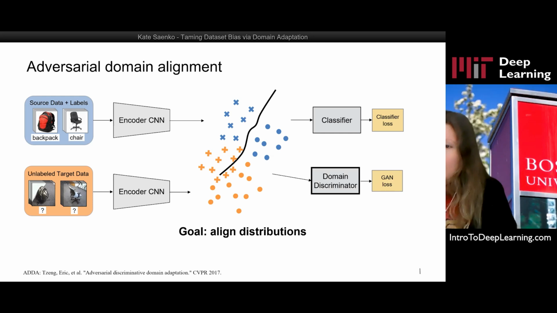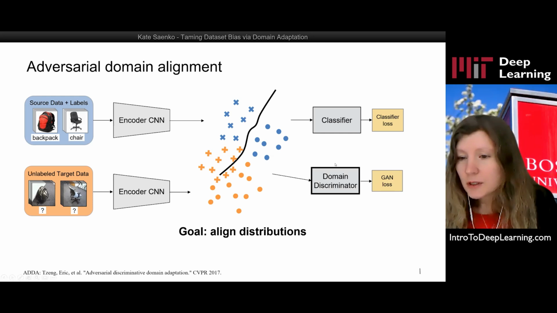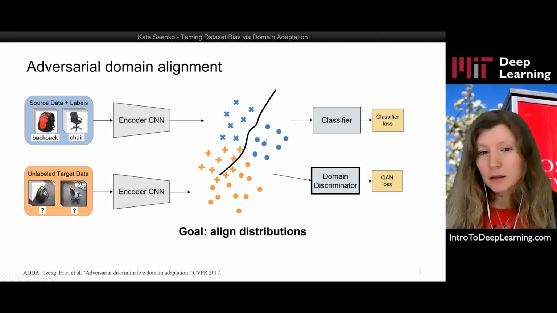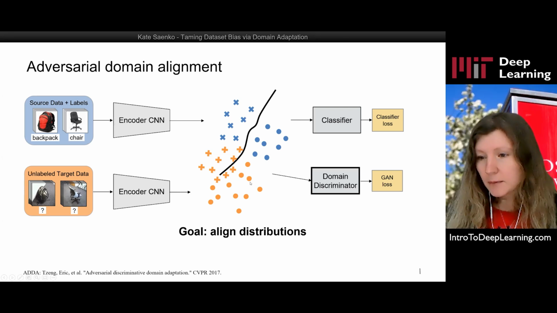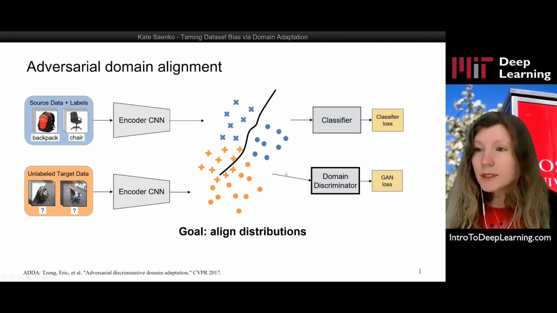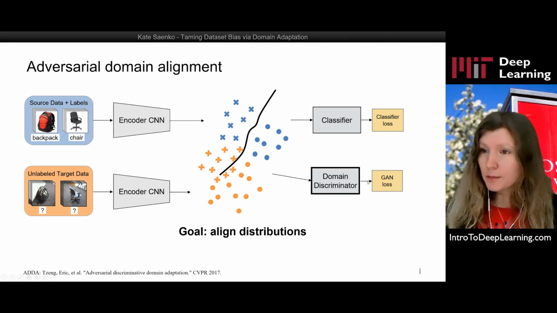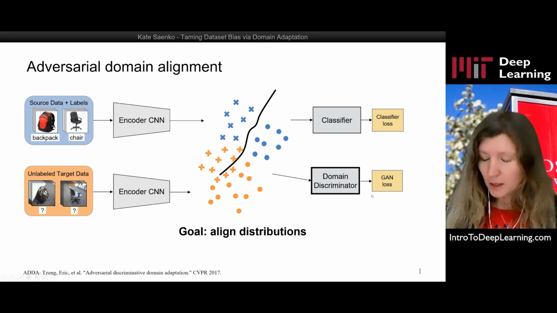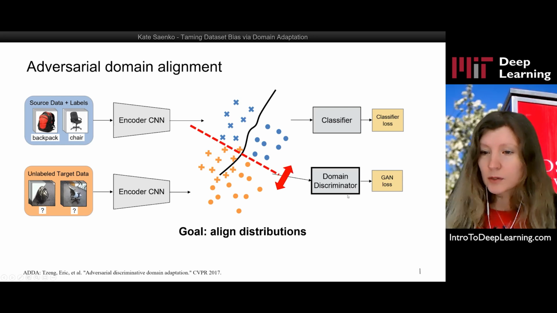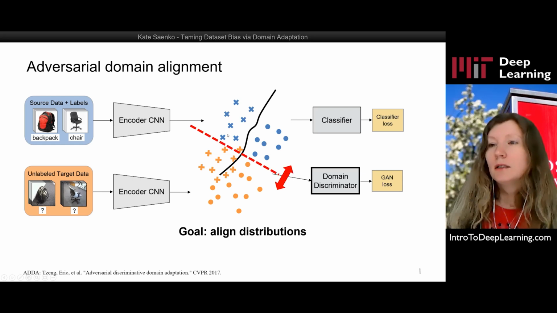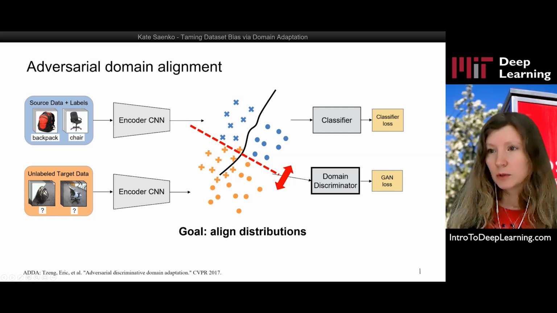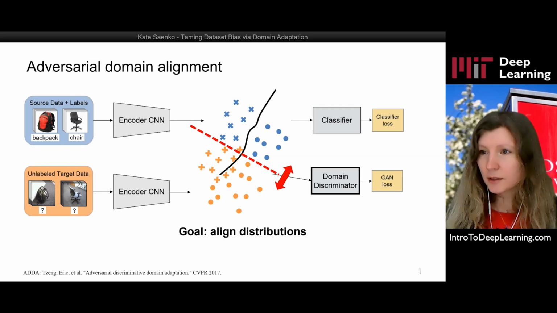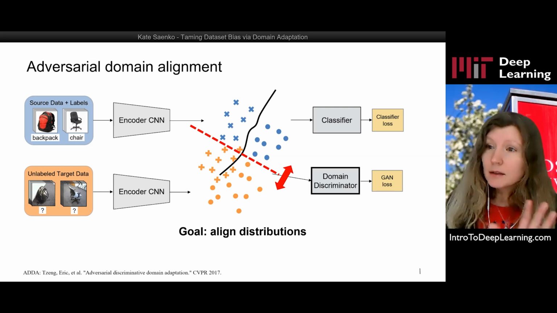Well, it involves adding a domain discriminator. Think of it as just another neural network, which is going to take our features from the source and the target domain, and it's going to try and predict the domain label. So its output is a binary label, source or target domain. Okay, and so this domain discriminator is trying to distinguish the blue points from the orange points. Okay, so we train it just with classification loss on the domain labels, and then that's our first step.